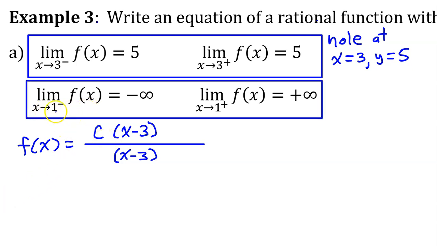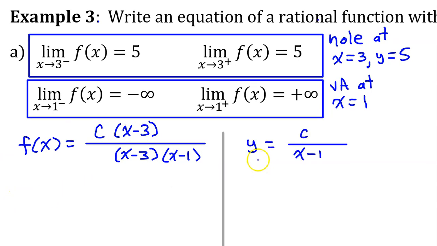Now focus on the fact that the limit as x approaches 1 from the left and the limit as x approaches 1 from the right is some kind of infinity in both cases. That means we have a vertical asymptote at x equals 1. We know that a vertical asymptote comes from a factor in the denominator that does not cancel out. So we must have a factor of x minus 1 in the denominator, so we get this vertical asymptote. So this is basically what the function is. We just need to figure out what c is.